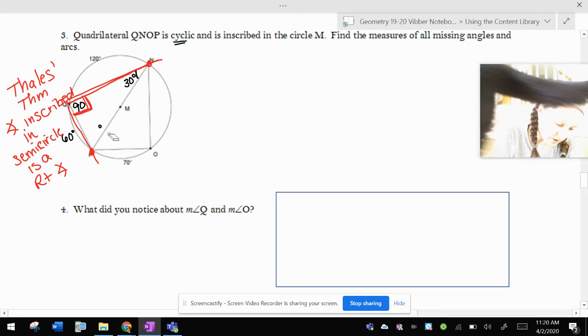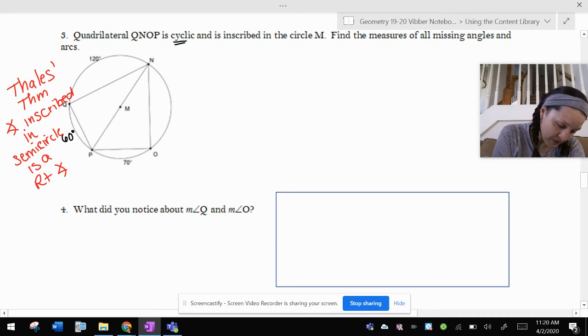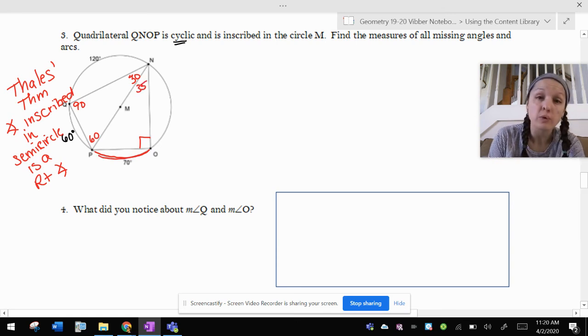All right, well, I'm going to keep going because the question said, find the measures of all the angles in arcs. So let me erase some of the nonsense I had here. So this was 60, this was 30, that was 90. So if I use Thales theorem again, Thales theorem over here would say that O is also inscribed in a semicircle. So that's another 90. But this time I have a 70 right here, which makes the inscribed angle PNO. And if this is 70, that has to be 110, so the whole thing adds up to 180, and half of 110 is 55.